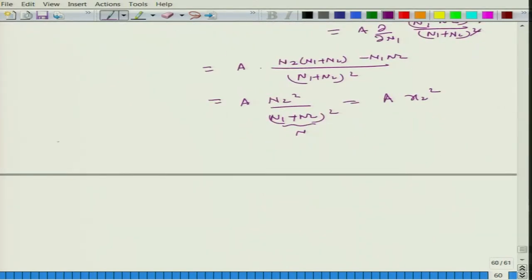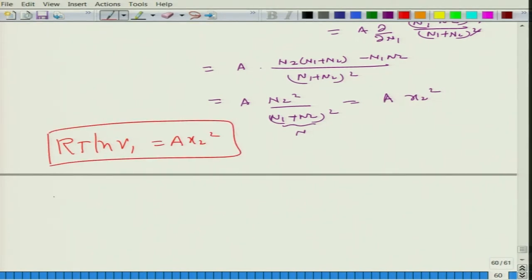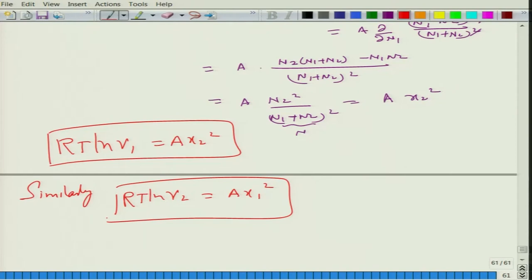Okay. So, you have a relation now which tells you that RT ln gamma 1 is A X2 square. Similarly, you can show that RT ln gamma 2 is A X1 square. Now, this is because of the fact that we have considered G excess as the one constant or two suffix Margules equation. So, if you change that model, the relations are going to change. Okay, but this is the simplest model which satisfies the limiting conditions.